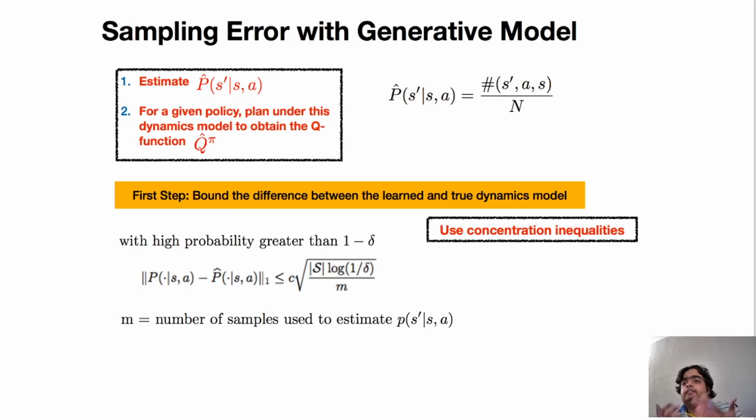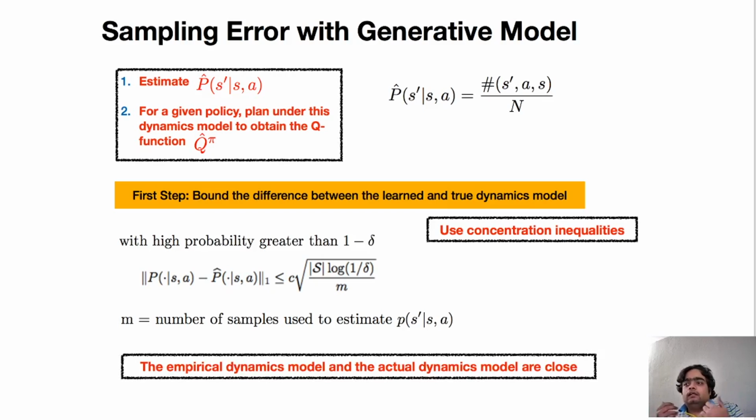And what is m? m is the number of samples used to estimate p of S prime given S, A, meaning that m is the number of times you queried S, A through your true dynamics model. For notation's sake, n is equal to m in this setup. What this tells us, to summarize, is that the empirical dynamics model and the true dynamics model are actually close.